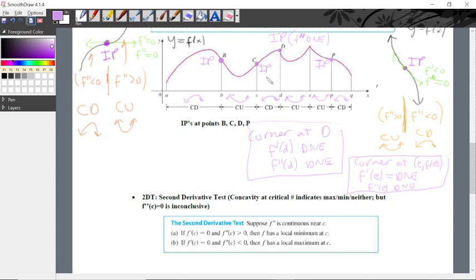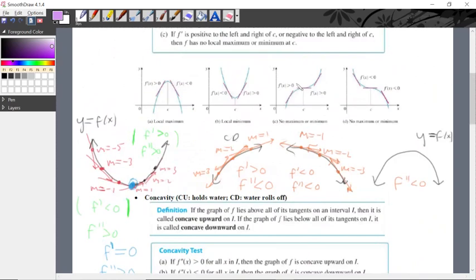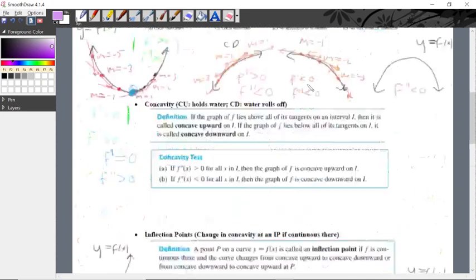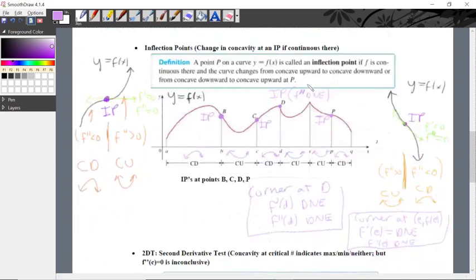That means inflection point. When the first derivative went positive to positive around a critical number on a continuous point, right, we had no max, no min. Similarly, if the second derivative, at what is a critical number for the second derivative, in this case where the second derivative wouldn't have existed, right? But if we have concave up to concave up, then we have no inflection point.